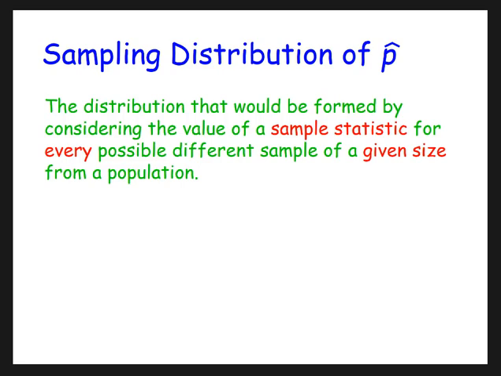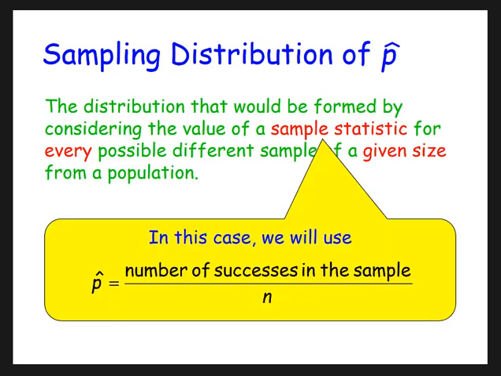So the distribution that would be formed by considering the value of a sample statistic for every possible different sample of a given size of the population. Again, that means every possible combination of 20 flips of that coin or 50 flips of that coin or whatever. So in this case, p hat is going to be the number of successes, the number of heads, divided by the number of flips.